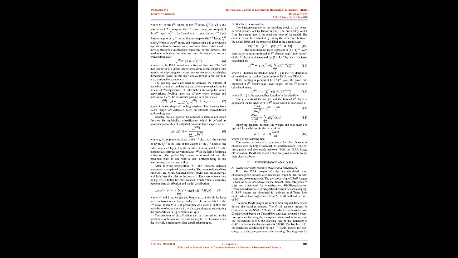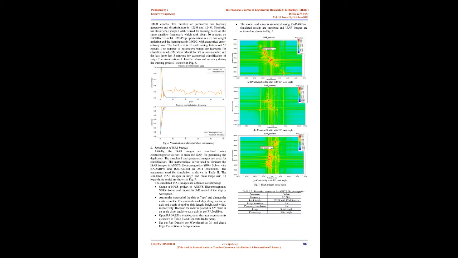In order to maximize nonlinear characteristics and to have a stronger classification capability of the network, the nonlinear activation function layer must be connected to each convolution layer, as in Eq 6, where f is the ReLU nonlinear activation function. The final decision layer is a single-dimensional array of the length of the number of ship categories, connected to a higher dimensional space.